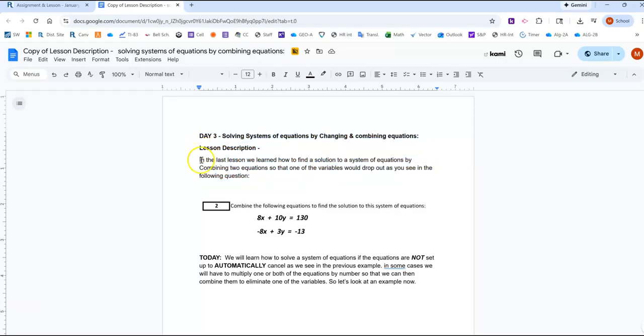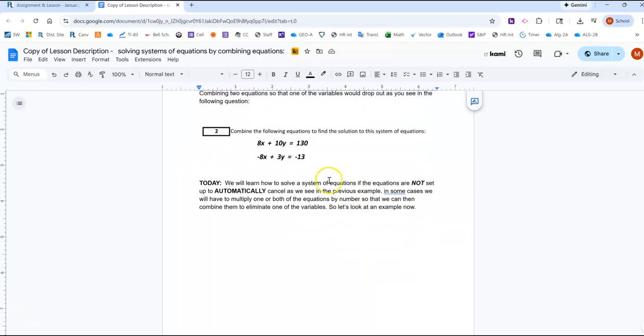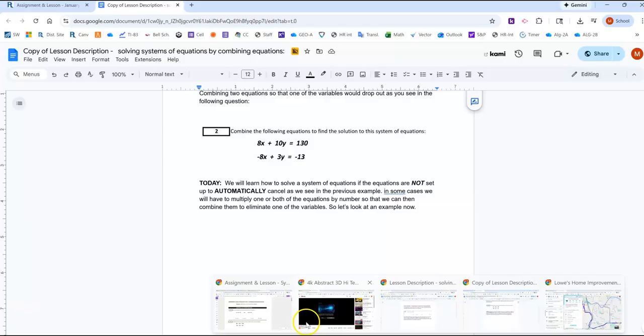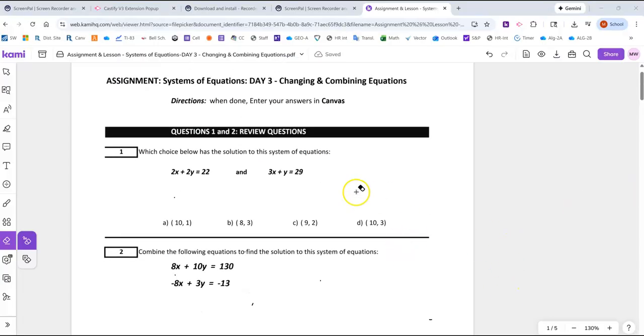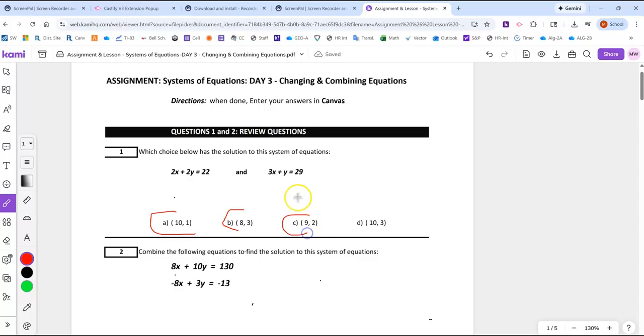So the first thing it talks about is what we did in the last lesson. So we already saw an equation like this, correct? This is number 2 on the assignment, so I'm going to go ahead and look at that. On question number 1, it is something that we've done very many times. You have answer choices here, here, here. So you're just going to try them, right? You're going to try each choice.